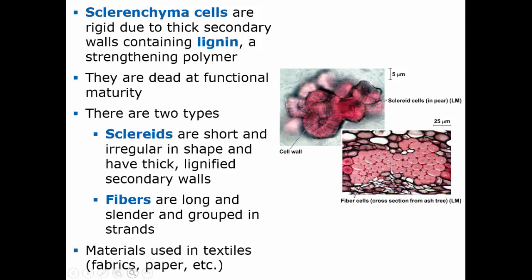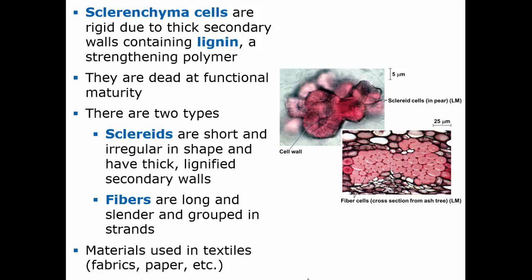The two types of sclerenchyma cells, which can be found dispersed through other types of tissue, are the sclereids, which are the short and irregularly shaped cells with thick secondary cell walls. In the sclereid cells pictured at the top, you can see the lignin running between the center and the outside of the cell, and you can see that most of the cell is made up of the cell wall.